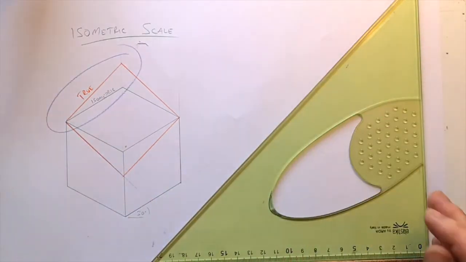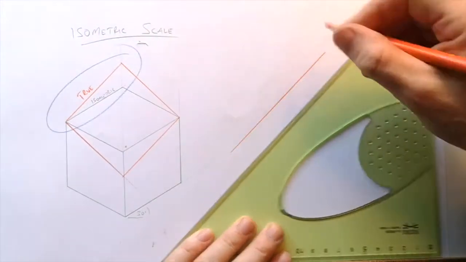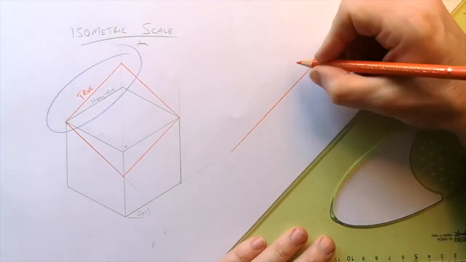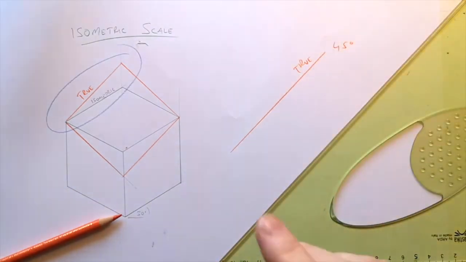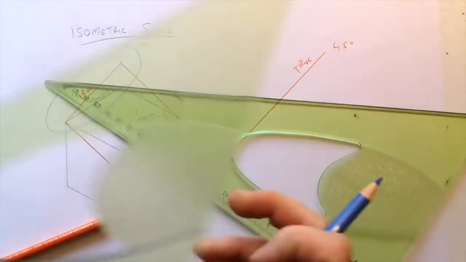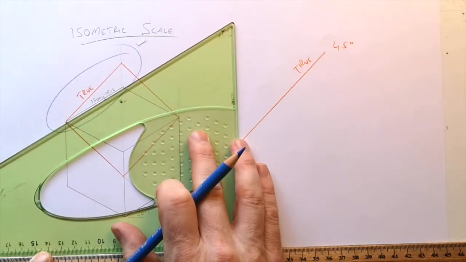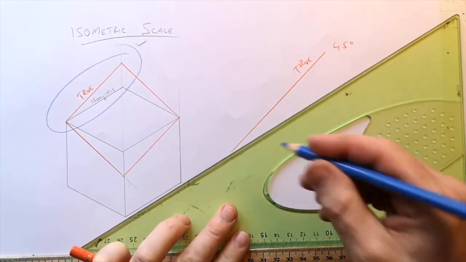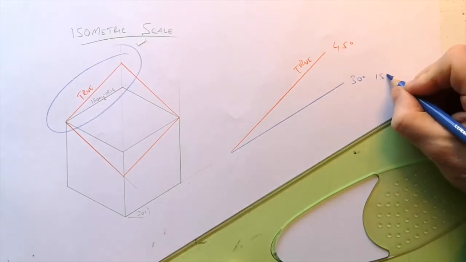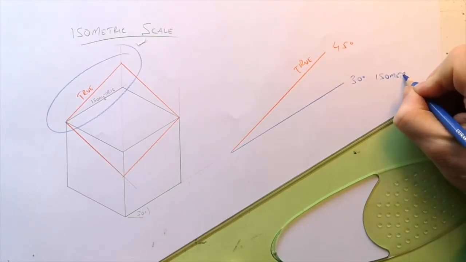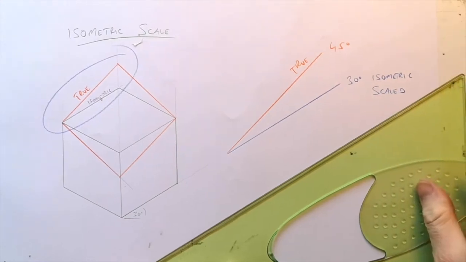So taking that concept, we'll just apply it over here really quickly. We're going to take a 45 degree line, and this is my true lengths, and then we're going to take a 30 degree line, because remember, all my isometric ones are 30 degrees. So a 30 degree line. There we are. And these are the isometric scales, the scale for an isometric.